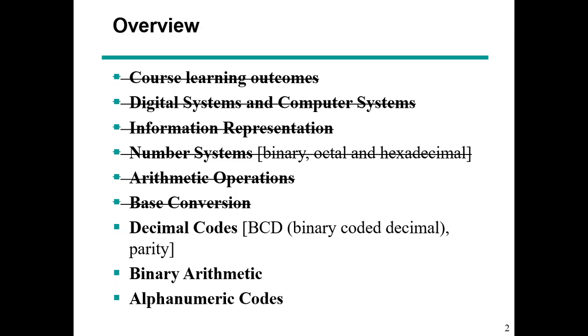We started to talk about different decimal codes. We learned the difference between conversion and coding. We gave an example of that as well. Here we'll complete our discussion of those codes, and then we'll talk about binary arithmetic.